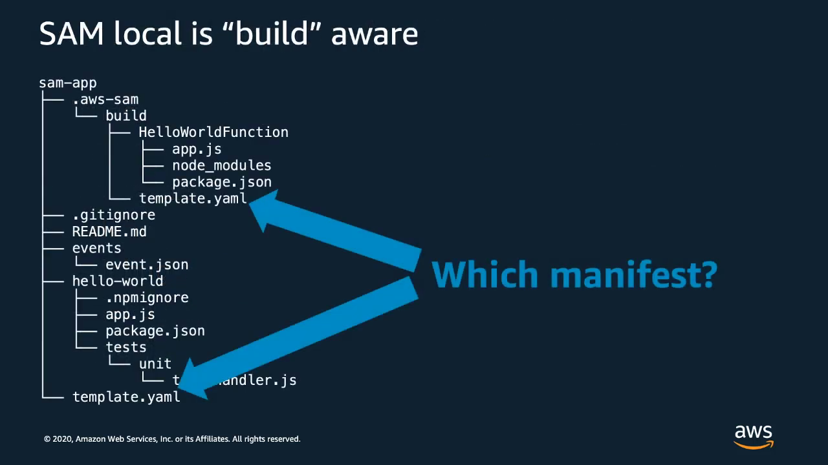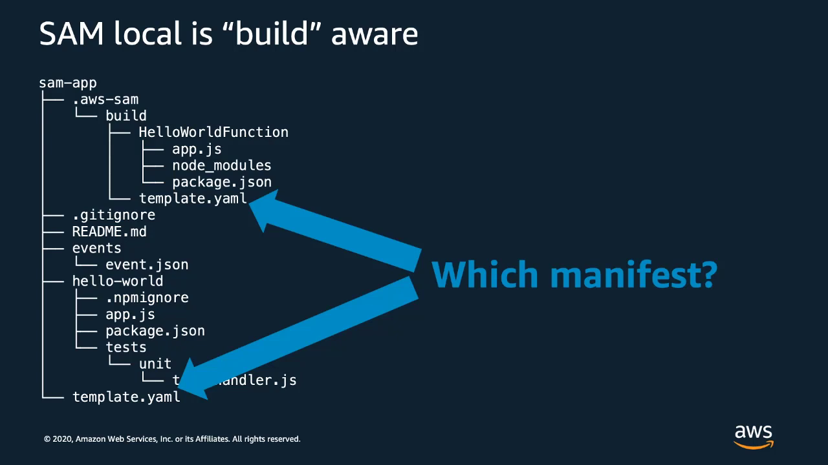All right. Now, one thing to understand is that SAM Local is build aware. So when we talked about building, we talked about this artifacts directory. What happens is when I do SAM build, let's say I'm using .NET or Java, something that I have to build every time I make a change, right? So I'm going to build it, and you're going to get this artifacts directory in .aws-sam/build. And when I run SAM local, it's going to invoke against that build folder under .aws-sam. That's the template it's going to use.